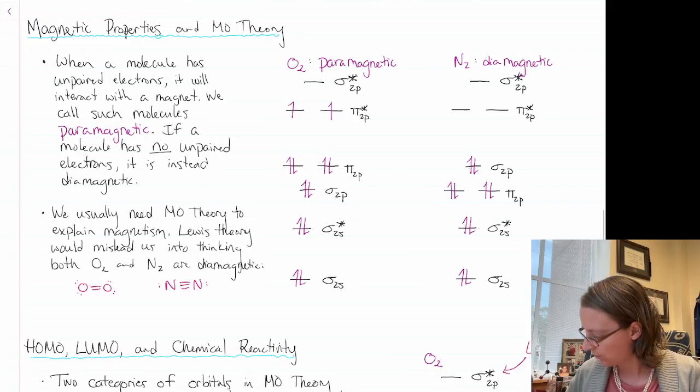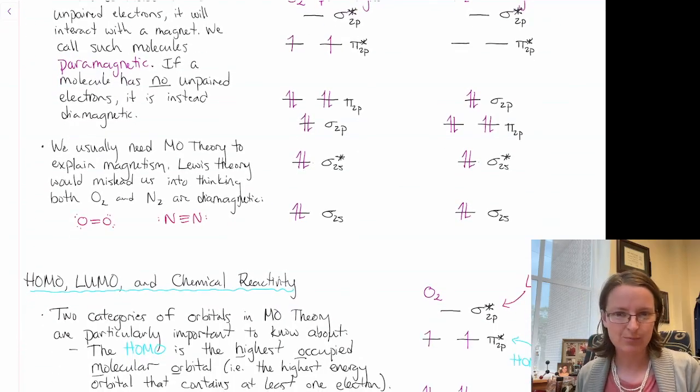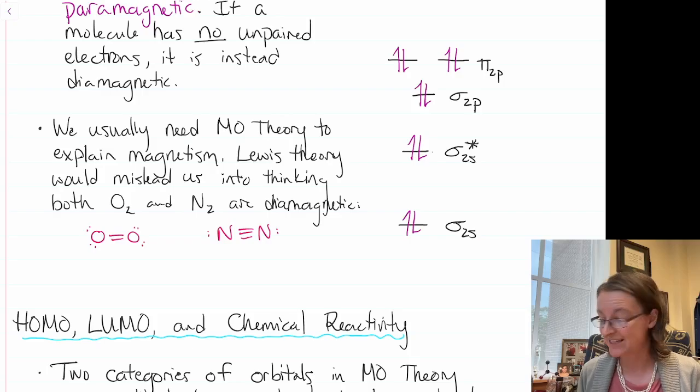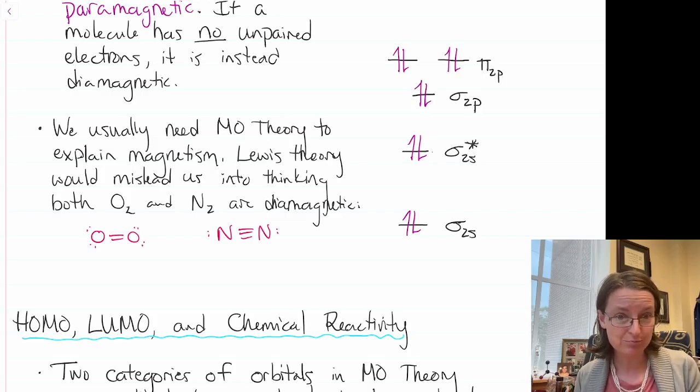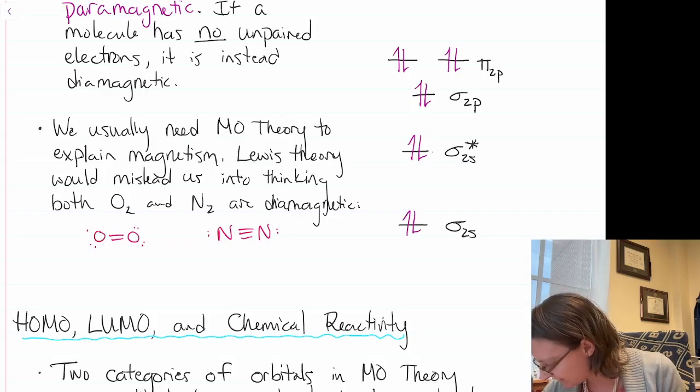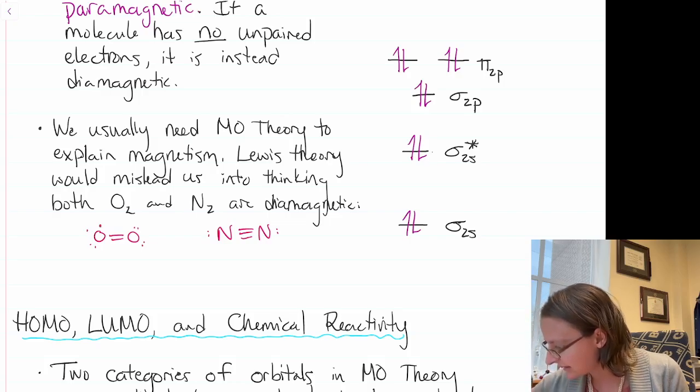And so what I want to point out as one example of where we really need MO theory to understand molecular behavior is that if you simply drew the Lewis structures for O2 and N2, it looks like in both cases, we call them lone pairs because it seems like all the electrons are paired. But it's MO theory that tells us that in fact, with O2, maybe it would have been a better idea to draw some of these electrons as isolated to show where this paramagnetism of O2 is coming from.